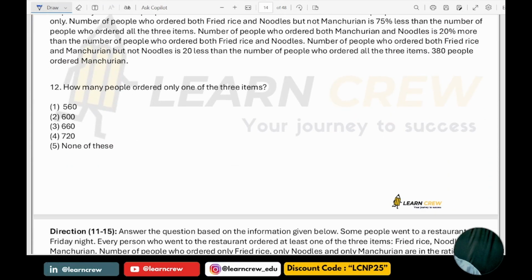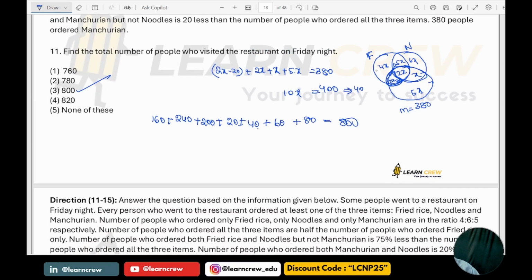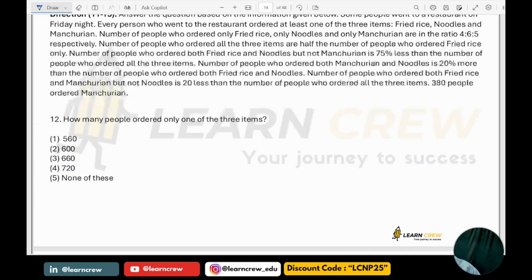Now, how many people ordered only one of the three items? Only one of the three items means you have to take 4x, 6x, 5x. 4 plus 6, 10. 10 plus 5, 15. 15x is 15 into 40, which is 600.